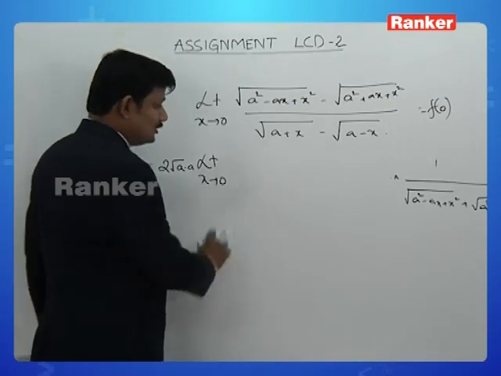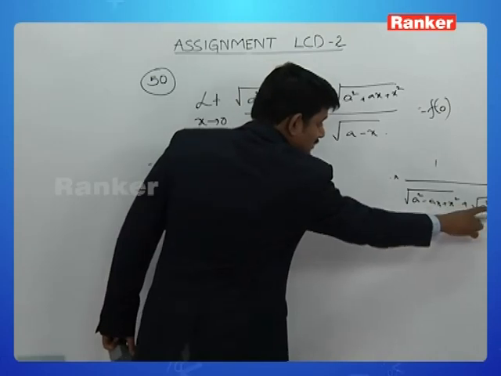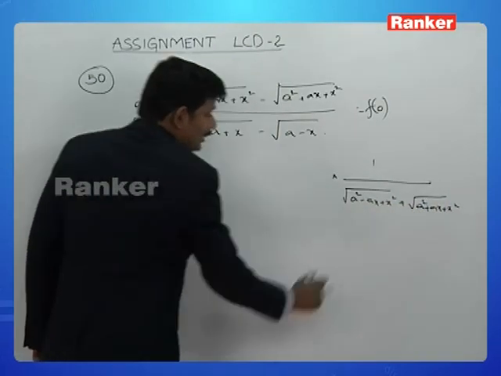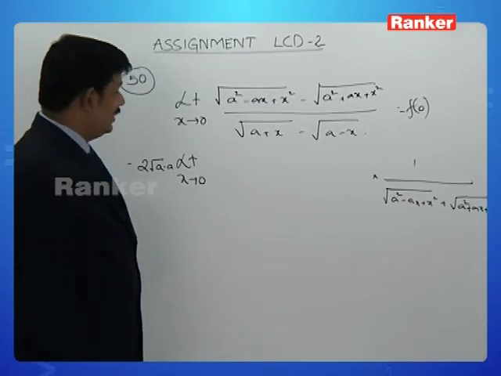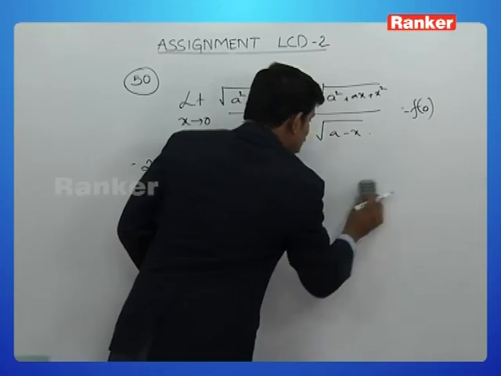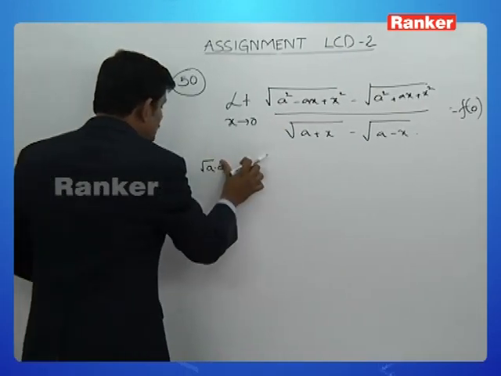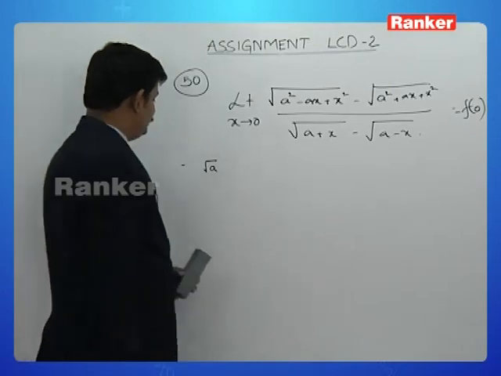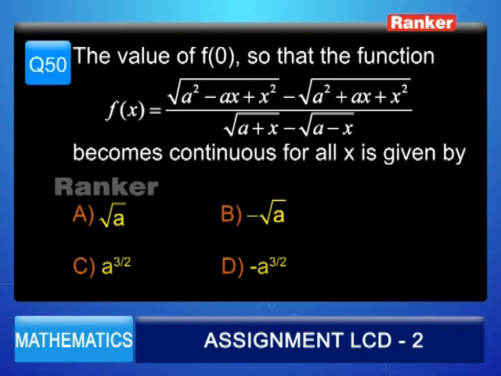And as x tends to 0, these two quantities are 0, and root a square is a, so we have 1 by 2a, and that 1 by 2a gets cancelled with this 2a, and the answer is minus root a. So, the answer would be minus root a, which is answer B.